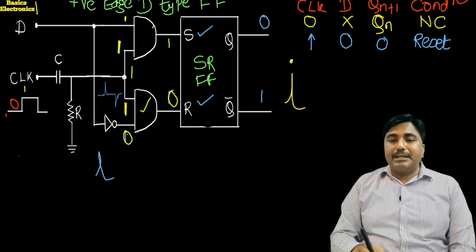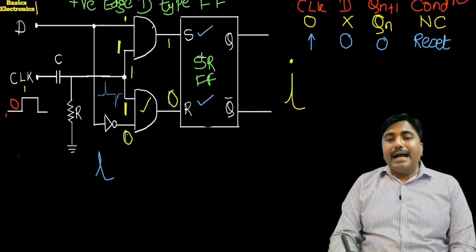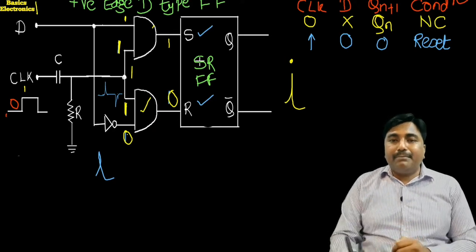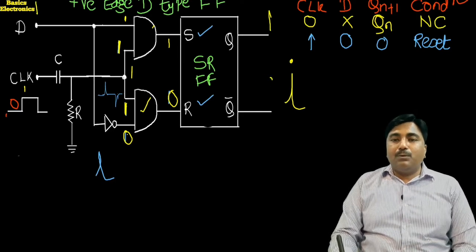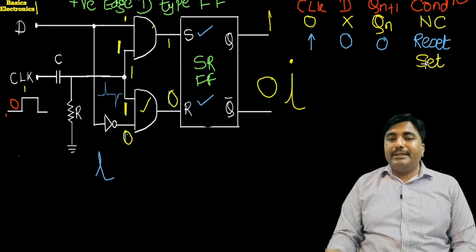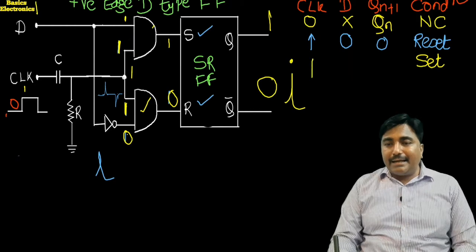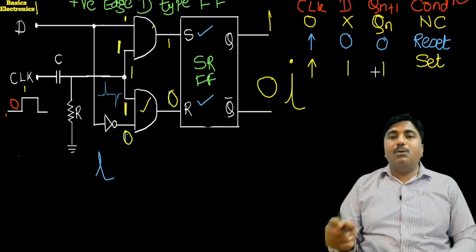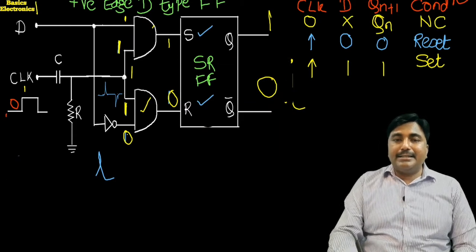Now we got the condition S equal to 1 and R equal to 0. It means here the output Q is equal to 1 and Q bar is equal to 0. This condition is what we call the set condition. It means when there is a positive edge and D is equal to 1, we get Qn plus 1 equal to 1. This is what we call the set condition.